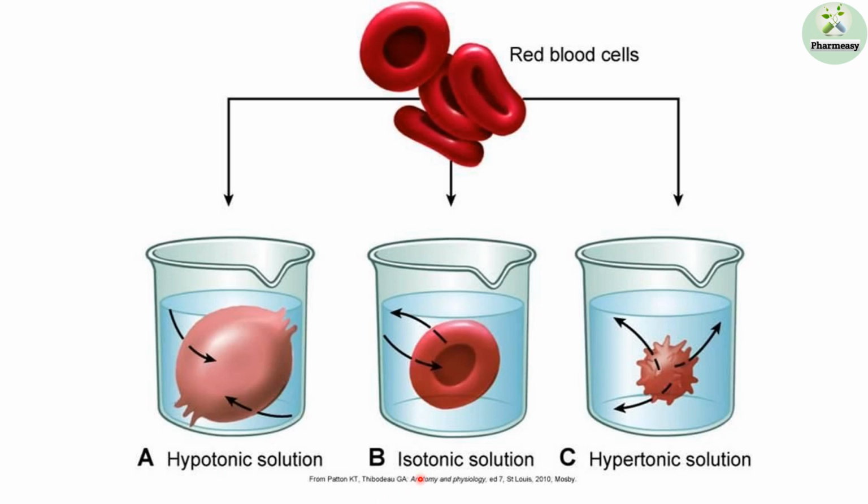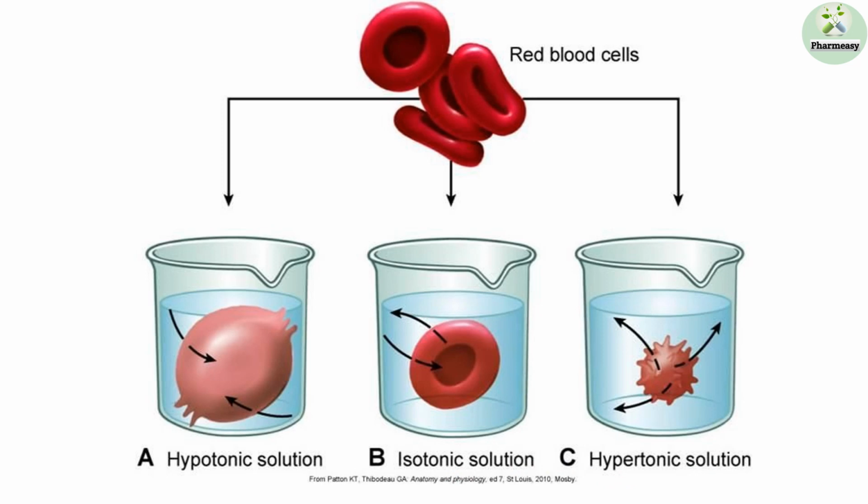In figure B, the solution has the same solute concentration compared to the intracellular solute concentration. When an RBC is placed in an isotonic solution, there will be no net movement of water towards the solution or the cell. In figure C, the solution has a higher solute concentration compared to the intracellular solute concentration.